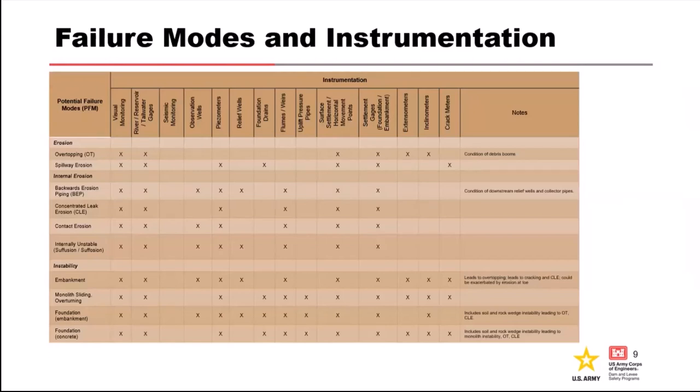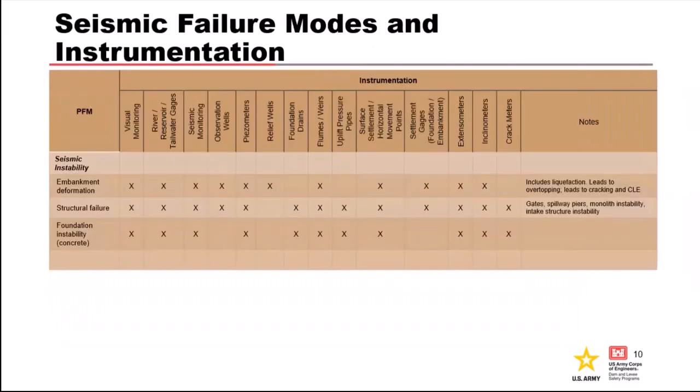Gauge data, river gauge data, is also universally important as it helps inform hydrologic loading, loading for and duration of spillway flows, and potential overtopping events.